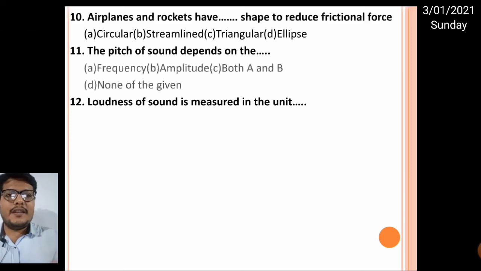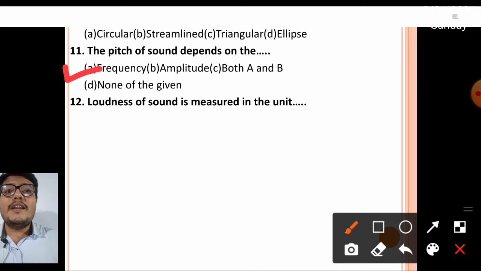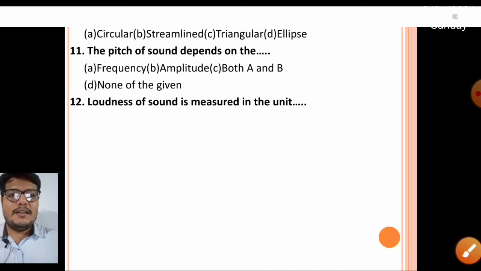Now see here. Frequency, amplitude, both A and B, and none of the given. As we all know, amplitude cannot be the answer, so here our answer is frequency. Pitch of the sound depends on the frequency, right?